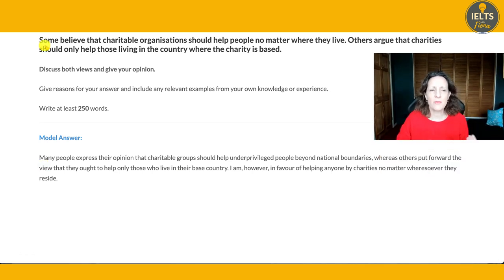As an examiner, I'm thinking, okay, here we go, paraphrasing the question. Many people express their opinion. Not exactly right, but it's okay. Charitable organizations, groups should help, same words. Underprivileged people, okay, good word, beyond national boundaries. Now I know they're gonna say exactly this. Whereas, nice linking word, others argue, put forward the view that they ought to, synonym for should, help only those who live in their base country.